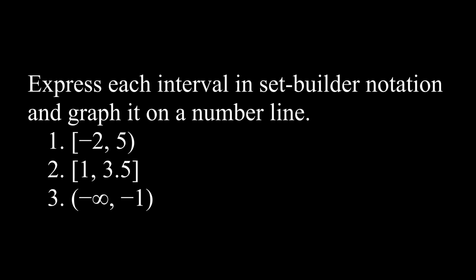So for this example, we want to express each interval in set builder notation and then graph it on a number line, where our cases are the half-open interval from -2 to 5, the closed interval from 1 to 3.5, and the open interval from -infinity to -1.